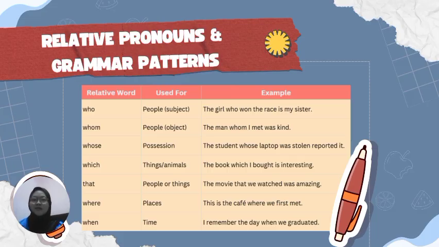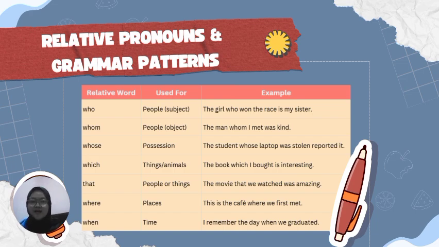Now let's discuss the relative pronouns that are commonly used. The first is who. We use who for people when it functions as the subject. For example, the girl who won the competition is my sister. Next is whom. We use whom for people when it functions as the object. For example, the teacher whom I met yesterday was very kind. Then we have whose. Whose shows possession. For example, the student whose project won the competition received a scholarship.